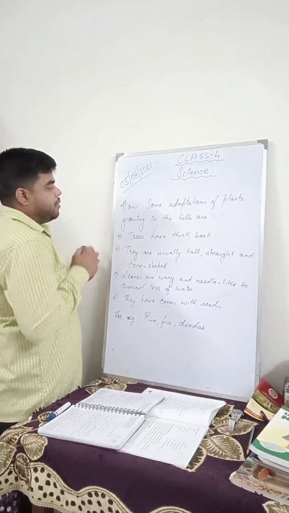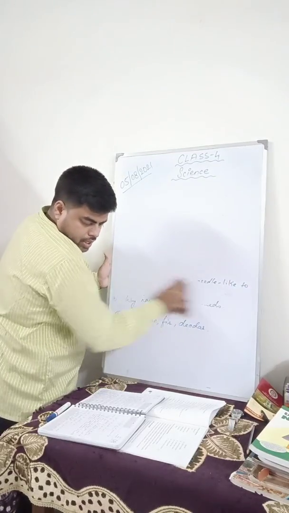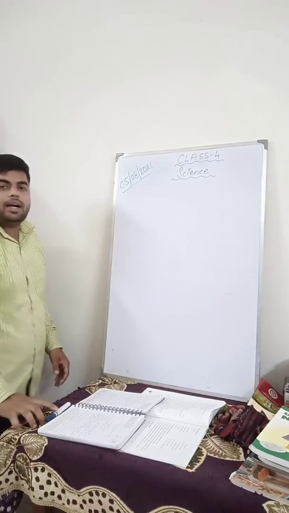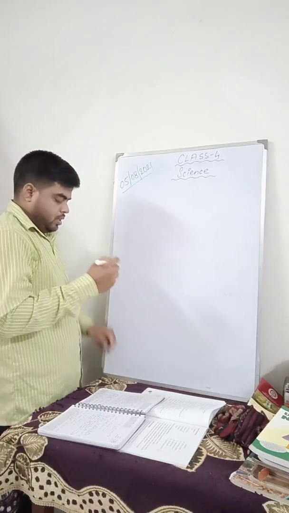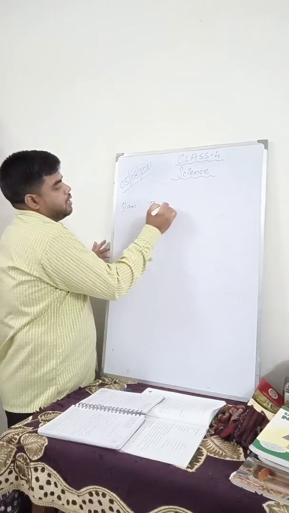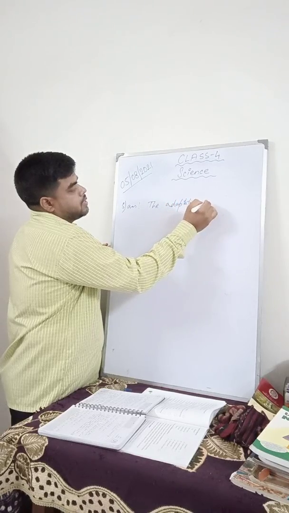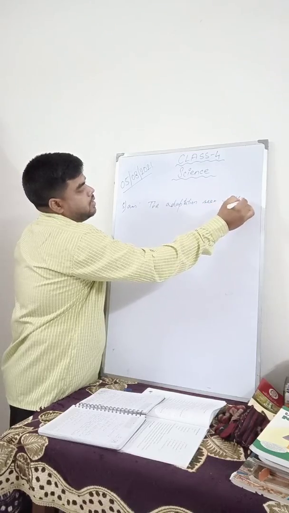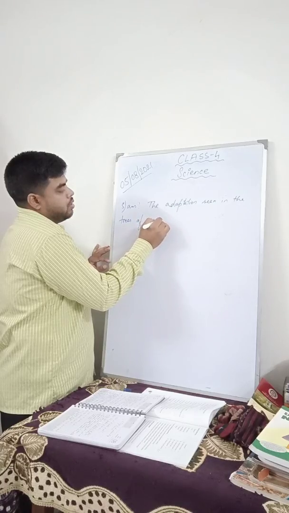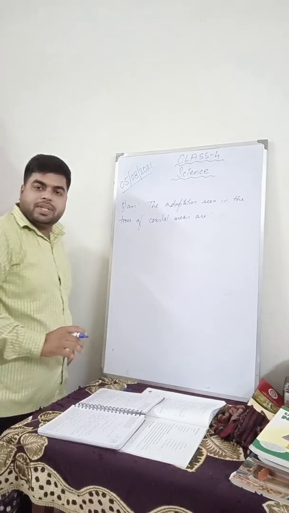Next, question number 5. In question number 5 they have said, what are the adaptations of plants growing in coastal areas, that means beside the seas and rivers or oceans? So let us write the number 5 answer. The adaptations seen in the trees of coastal areas are: what are the adaptations that can be seen?